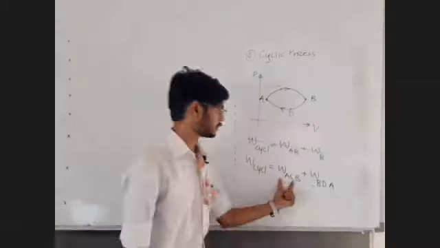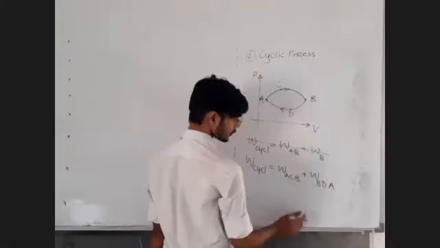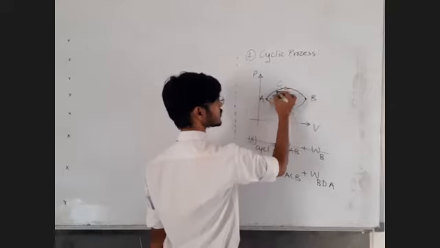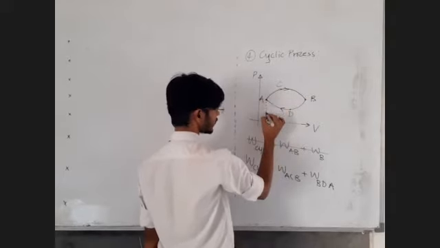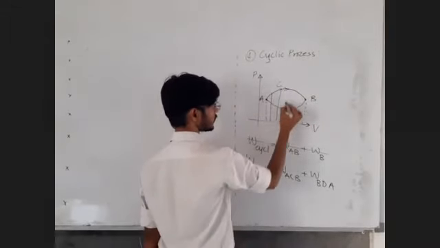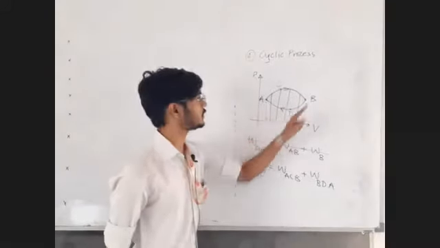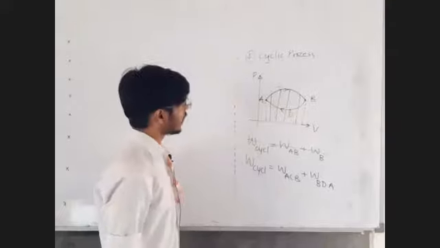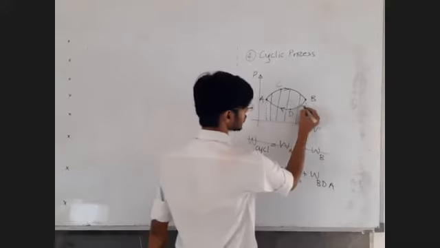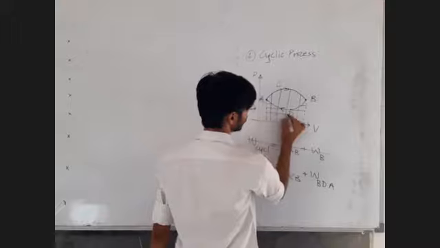Now these two work dones are going to be different values. What is the work done in the process ACB? Sir, it is this area under the curve. Try to understand. And what is the work done in the process BDA? Sir, it is this area under the curve.